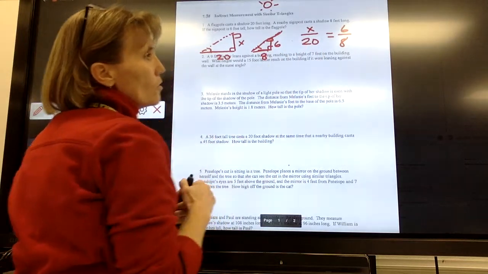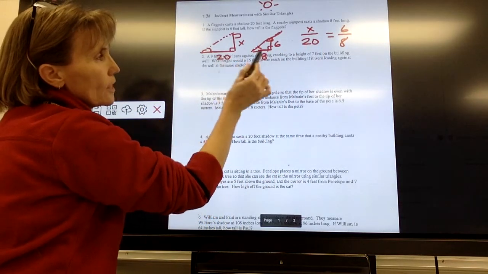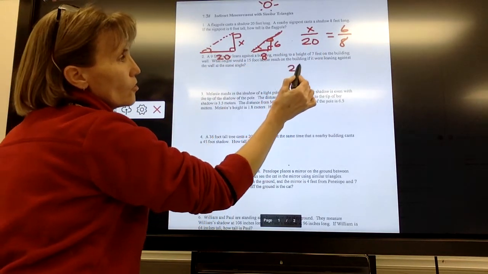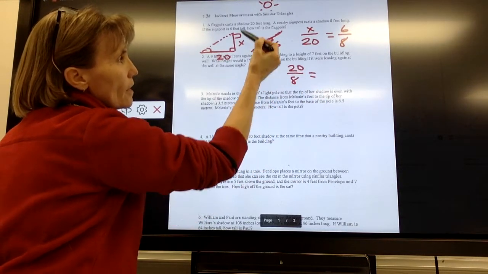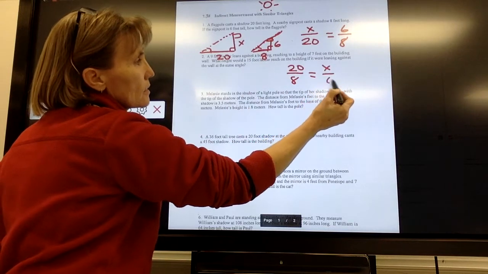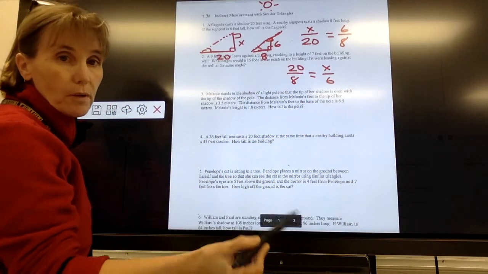Okay, another way that you could set up that same proportion is if you want to take the corresponding pieces to each other. You might say 20 is to 8, this bottom piece is to this piece, then it would be as x is to 6. You could do that as well. That would be another way you could set that up.